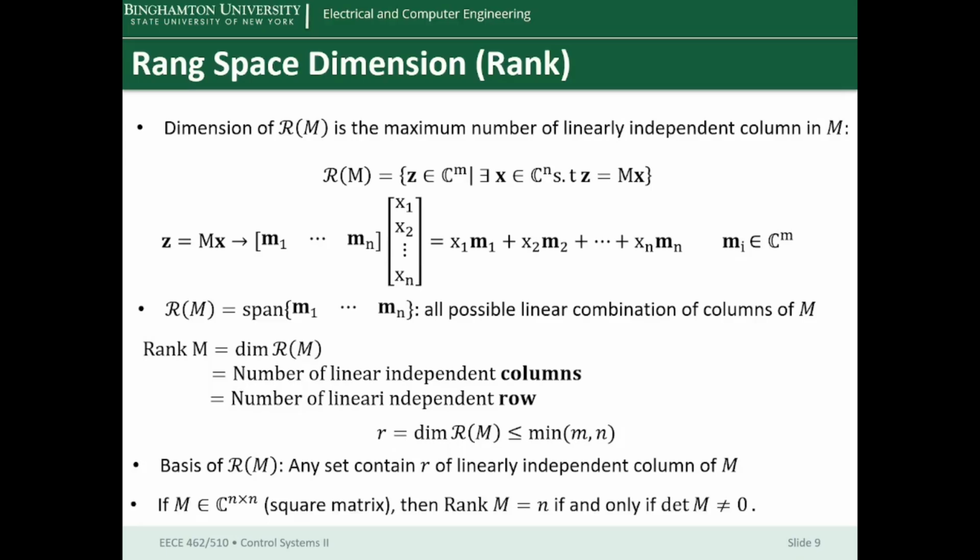For a square matrix, M is said to be full rank if its rank equals its dimension. That is, if all of its rows and columns are linearly independent. In this case, the determinant of M is not equal to 0. If the determinant equals 0, the matrix loses rank and its range space has lower dimension.